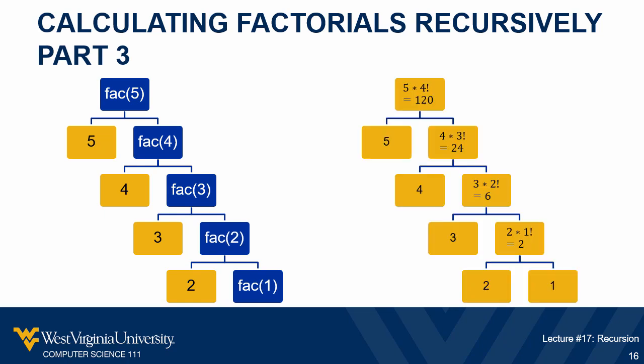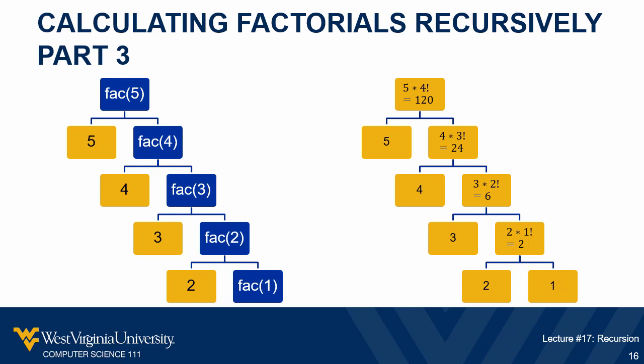Fac of 1 is going to be 1, so we can go through, plug in the result 1 for that method call fac of 1, and then that's going to allow us to solve fac of 2. So fac of 2 is 2 times 1 factorial, which was 1, so we get 2. And then we can just work our way back up. So we get 3 times 2 is 6 for fac of 3. For fac of 4, we get 4 times 6 is 24.